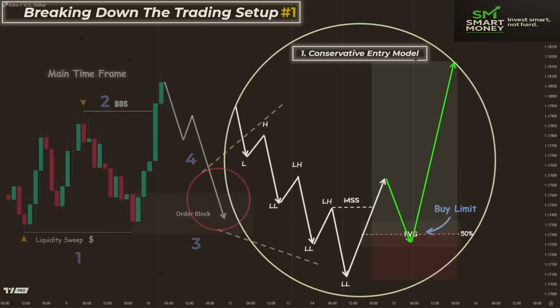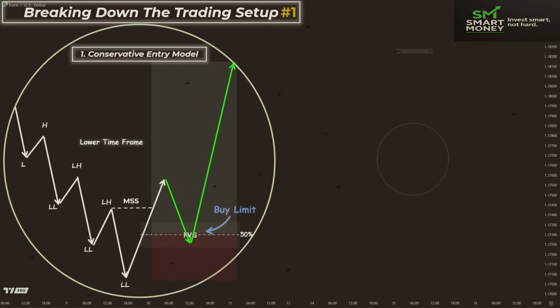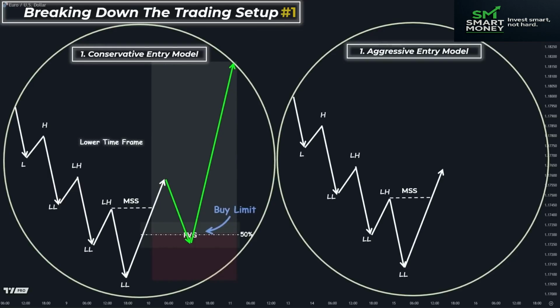However, in the second entry method, the more aggressive approach, once the price taps into the higher time frame order block, the next step is to zoom into the lower time frame. Here, we're looking for a violated fair value gap that transforms into an inversed fair value gap. That's your first confirmation. Once this inversed fair value gap forms, it's likely to hold as a new support zone, giving us a solid entry point for a buy position.